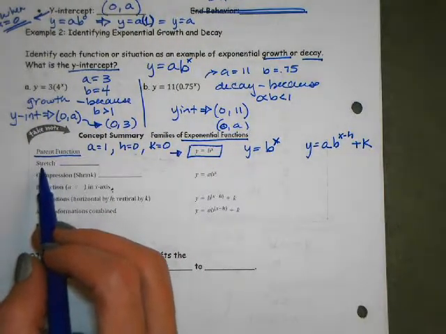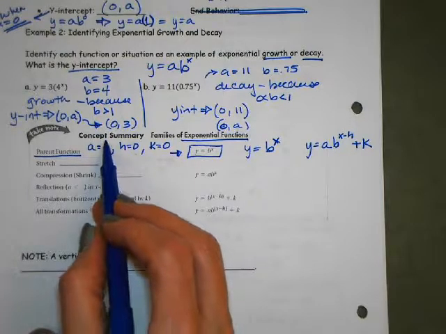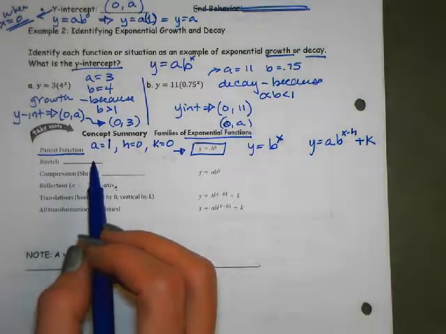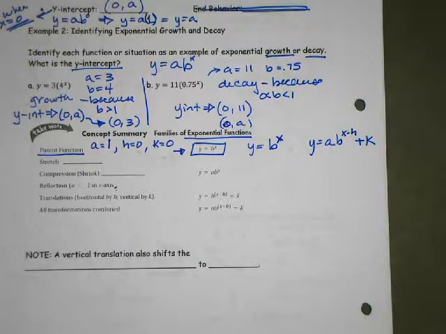Your a value on the parabola did what for us? What are two things the a value told us? If it was up or down, right? So if a was positive, it faced up, and if a was negative, it faced down. Well, the same situation is here. If a is positive, it's going to be going up, and if a is negative, it's going to be going down.